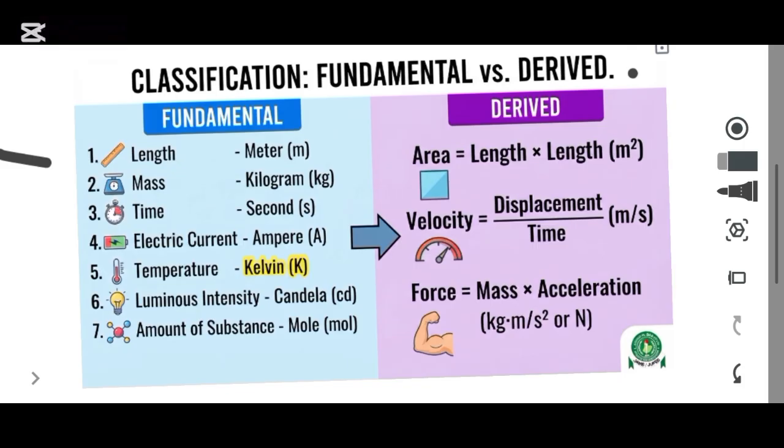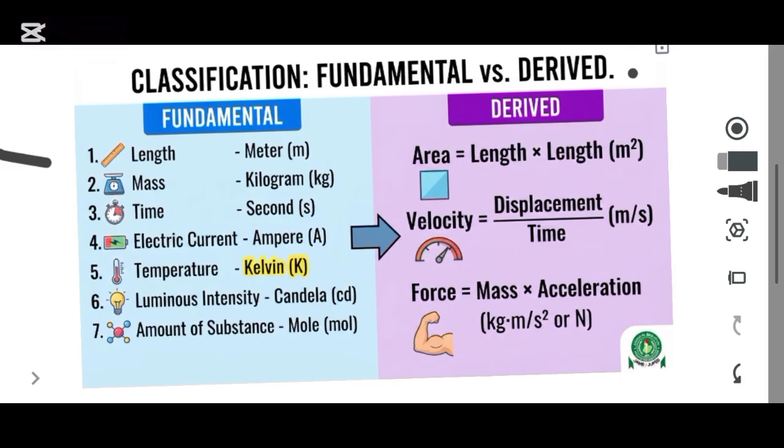Then, on the other hand, we have the derived quantities. Derived quantities are just combinations of fundamental quantities through multiplication or division. For example, your speed equals your distance over time, your area equals length times length, and your force equals your mass times acceleration. So you see that it's either you multiply or you divide fundamental quantities. That is where you have your derived quantities.